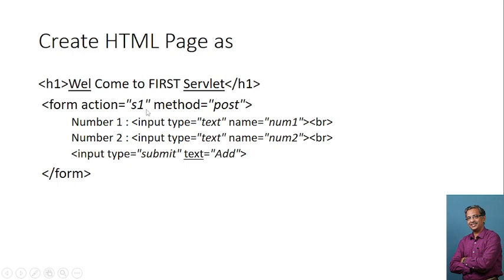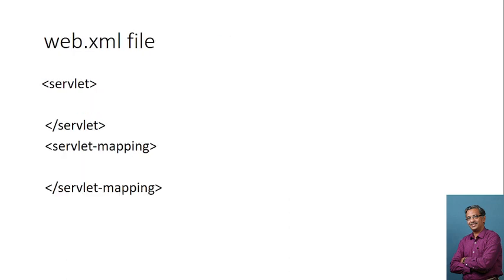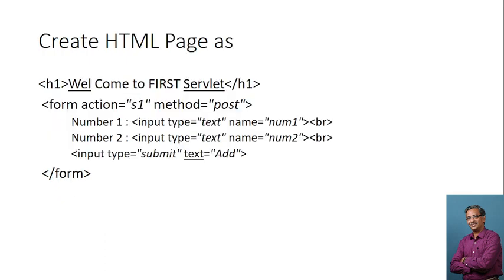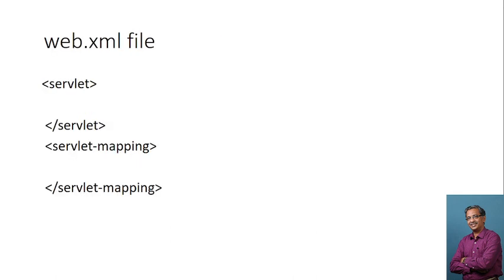Now there is no direct contact between our HTML page and the servlet. To make contact in between, we have to create, or if you are using Eclipse, it will automatically create, the file web.xml. In web.xml, there are different parts. The main parts which we need are servlet and servlet mapping. Here we are saying that we want to execute S1. This S1 we have to map here in servlet and servlet mapping.